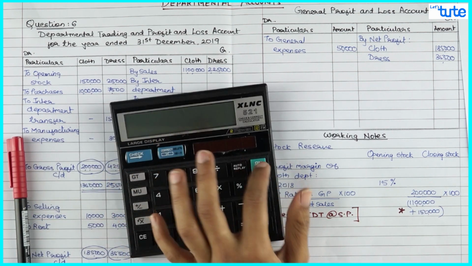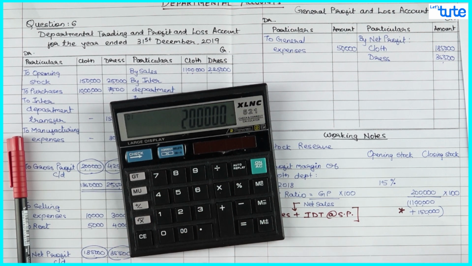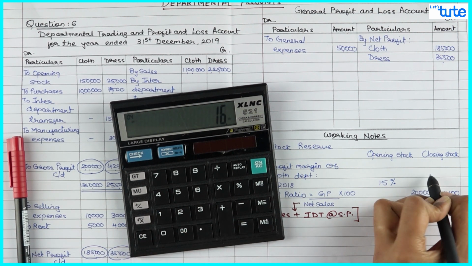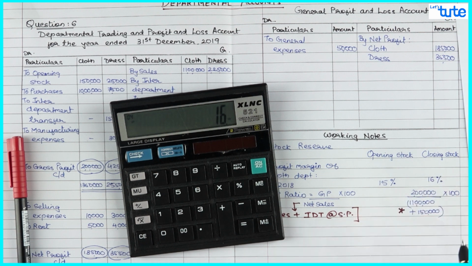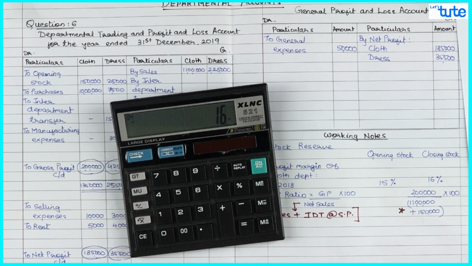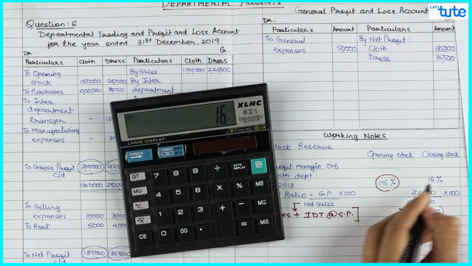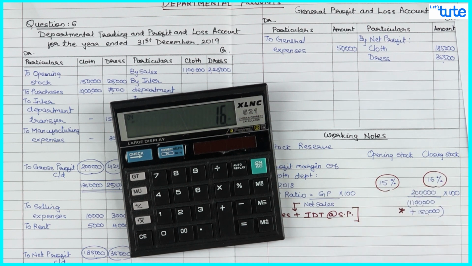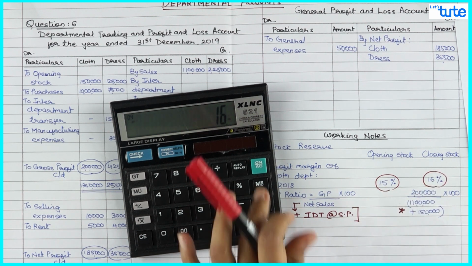So now we'll just calculate. It is 2 lakhs divided by 11 lakhs plus 1,50,000, so 12,50,000 into 100. So that is percentages 16%. So this comes to 16%. So we have found out the first element for calculating unrealized profit, that is the profit margin of the transferor.